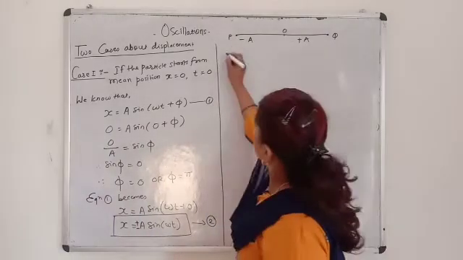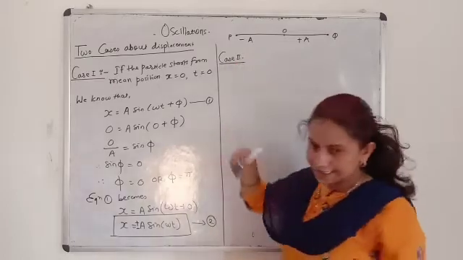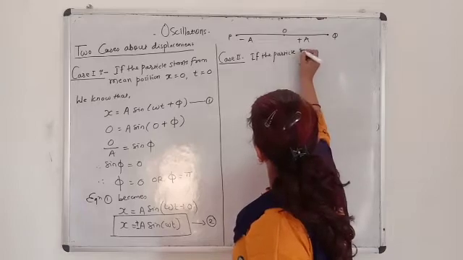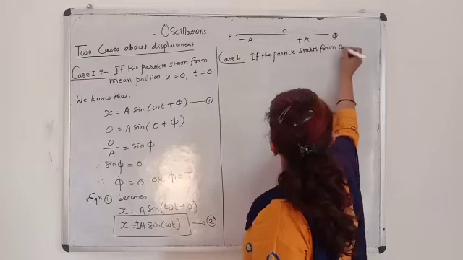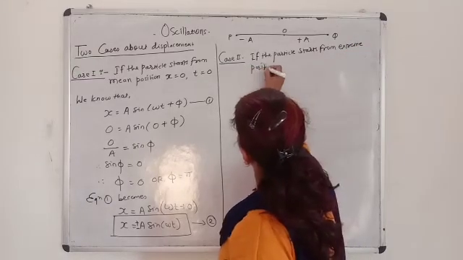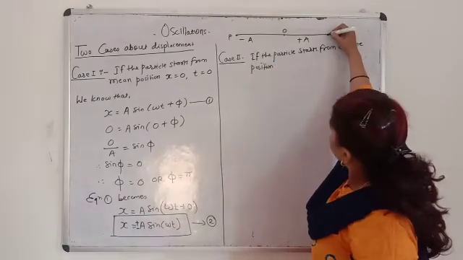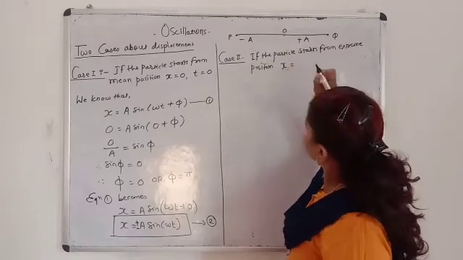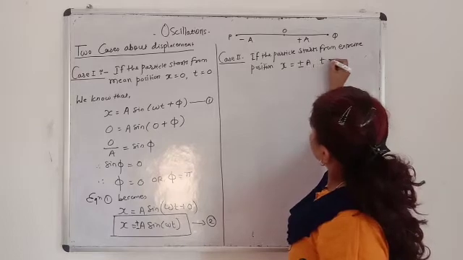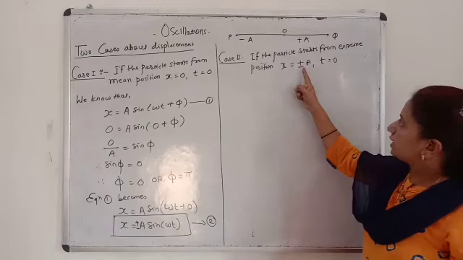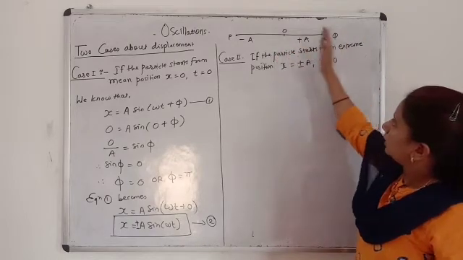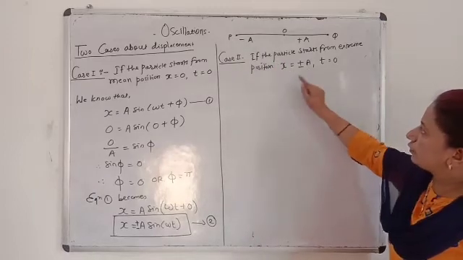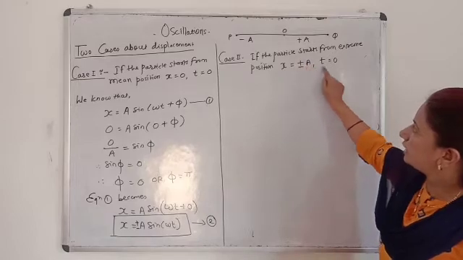Here there is a second case, case 2. In this second case we have to consider that if the particle starts from extreme position, in this figure Q and P represent the extreme positions. So at extreme position we put x equals to plus minus A and t equals to 0. x equals to plus A when the particle is moving from O to Q, at the right side, and if the particle is moving from O to P at the left side, then it is minus A. So we put here x equals to plus minus A, t equals to 0.